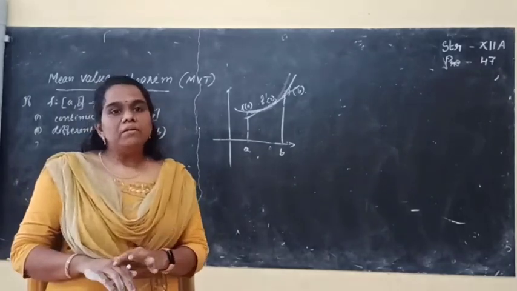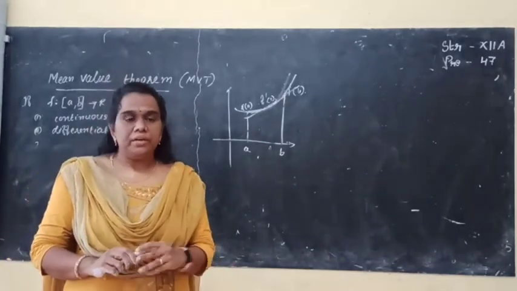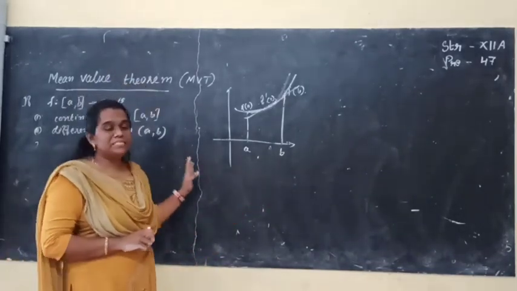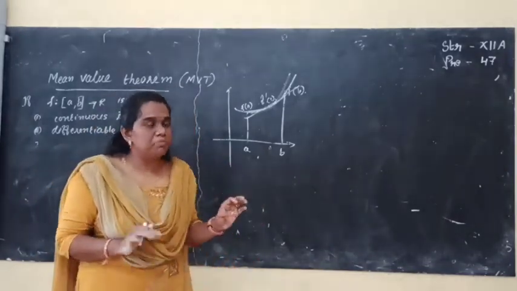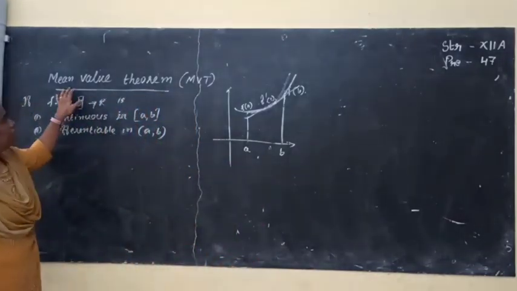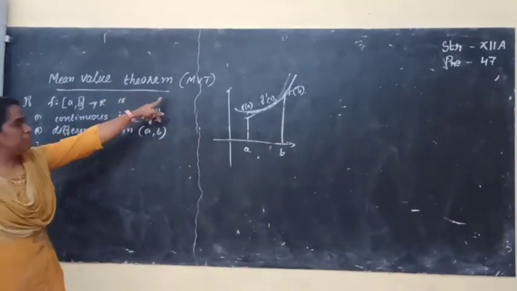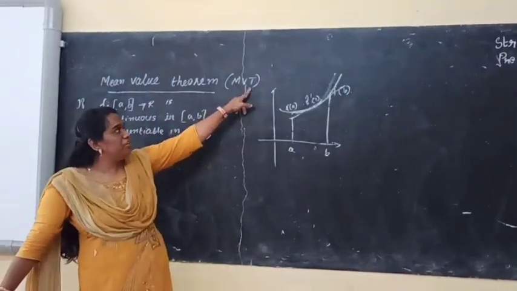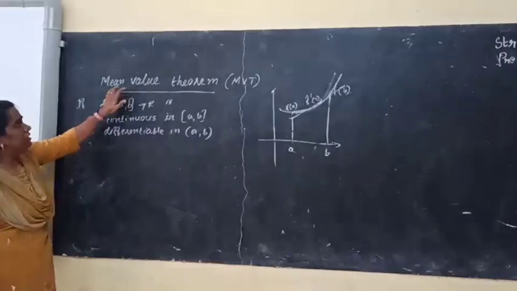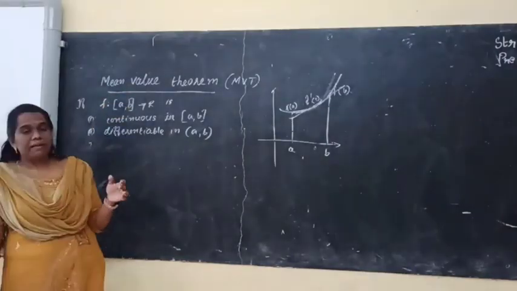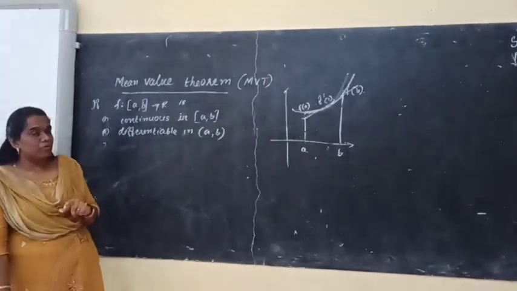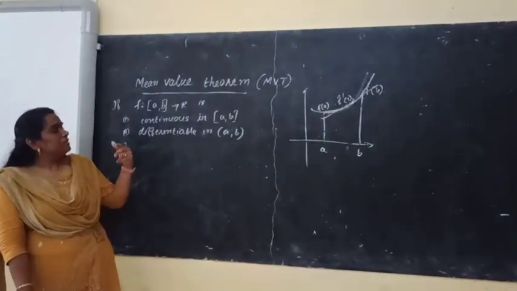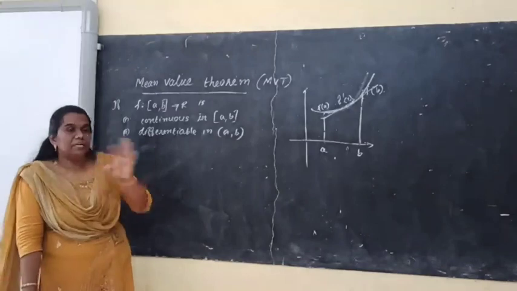Now we have already studied Rolle's theorem. Now we can study one more theorem in this chapter. Actually this is the last topic of this chapter, that is the mean value theorem. We write it as MVT. It's a very important one. The mean value theorem is an extension of Rolle's theorem. In Rolle's theorem, we have f of a is equal to f of b.